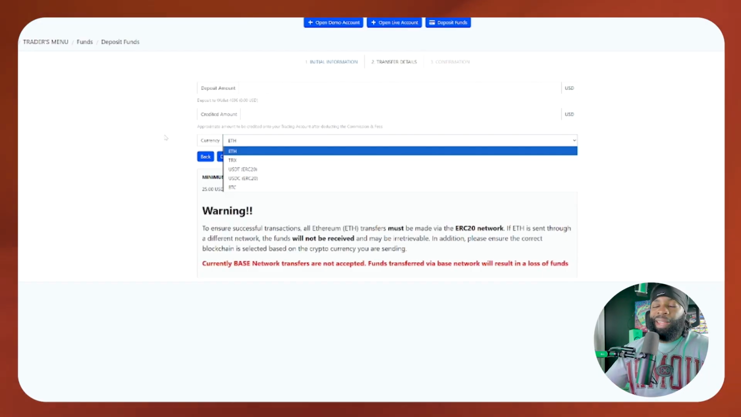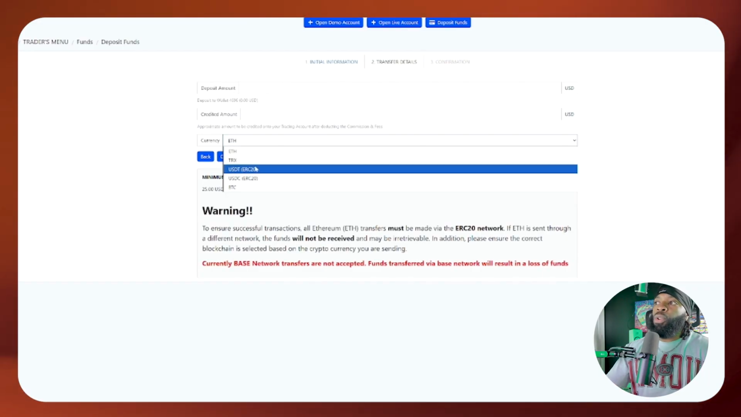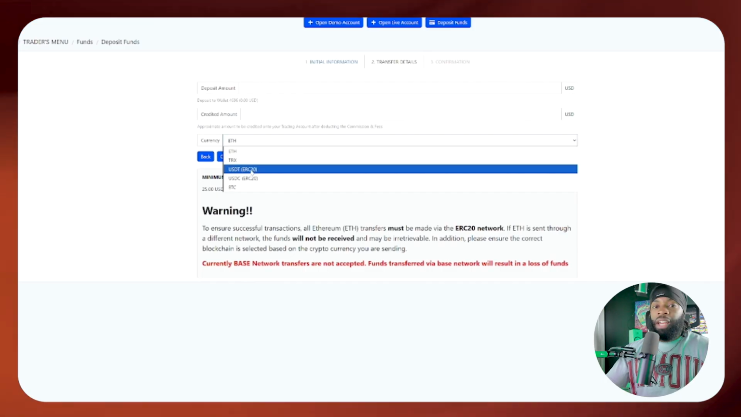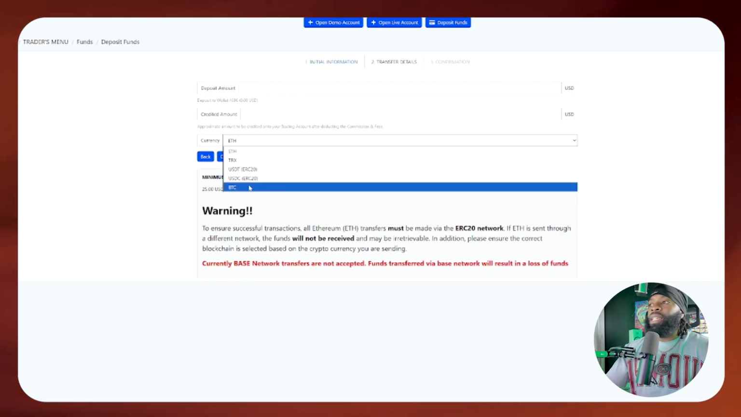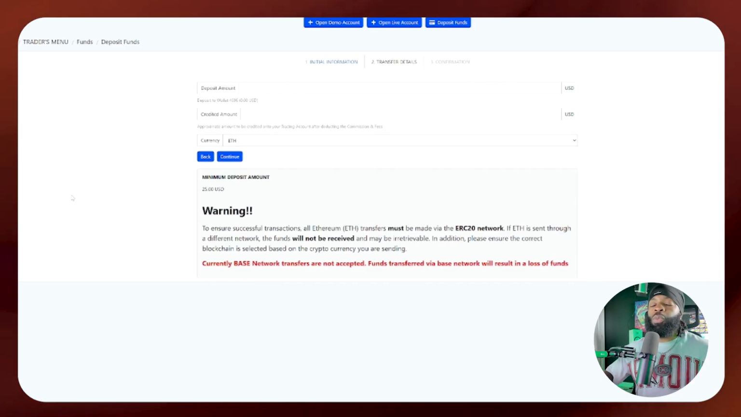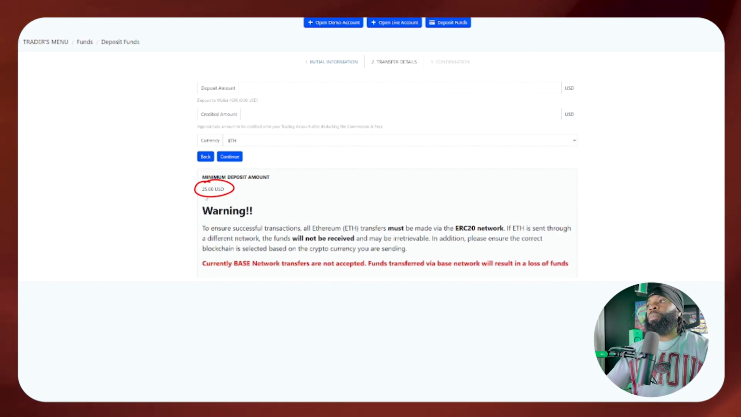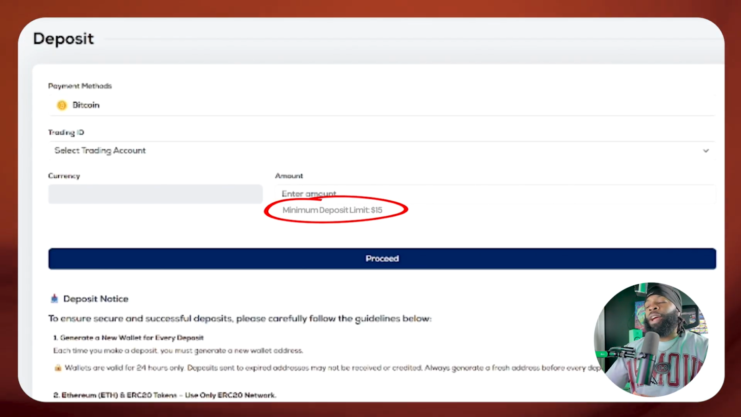They just have quite less, which is Ethereum, Tron, USD, Tether, USDC, and then Bitcoin. This is pretty much what you're able to do. The minimum for them is $25. The minimum for HankoTrade is $15. So you get to pick.